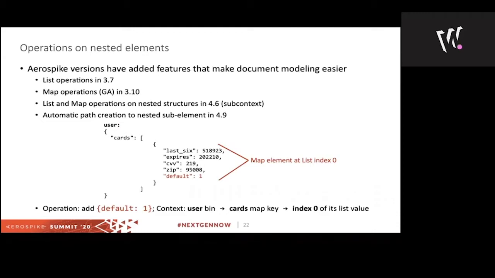So let's talk about operations on nested elements. Aerospike versions have been adding features that allow you to use document modeling, and it's only gotten easier over time. The list operations were added in 3.7, quite a long time ago, several years ago. Map operations became GA in 3.10. List and map operations on nested structures were added in 4.6. And we're going to call the nested structures a subcontext. That's the term that we use in our documentation. And then just recently, automatic path creation to a nested sub-element was added in 4.9.